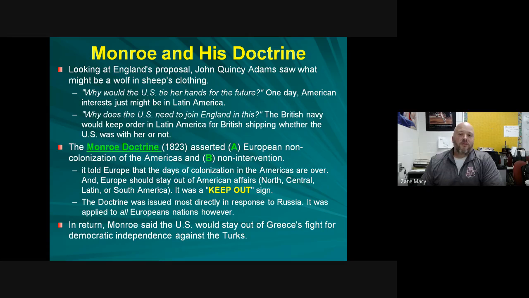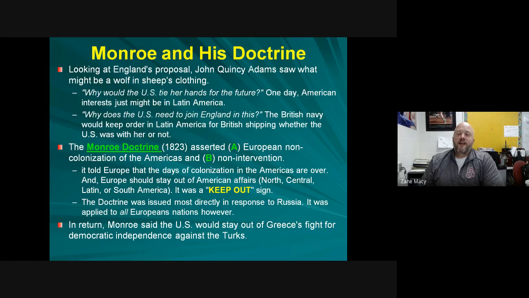So President Monroe goes ahead and releases the Monroe Doctrine in 1823 that says two things. It asserts, it pushes for European non-colonization of the Americas. You all have your own continent in the Americas. We will be, I guess you could say, the policeman of the Americas, and it also pushed for European non-intervention.